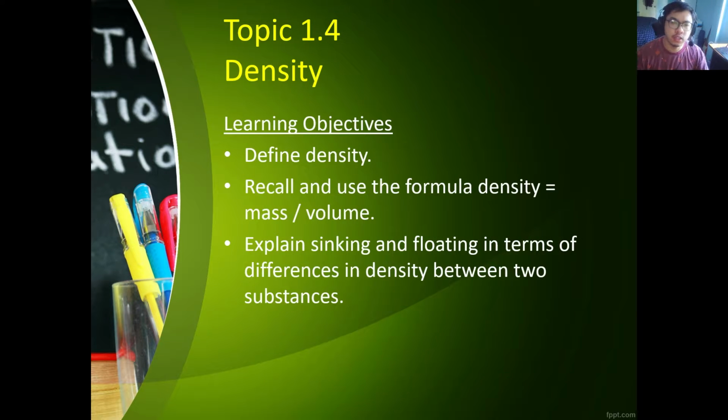Welcome back, everyone, to part 4 of mass, weight, and density. And finally, we're going to talk about density for this video lesson.